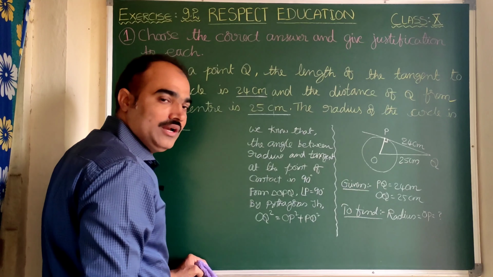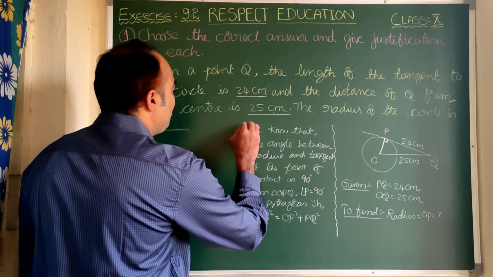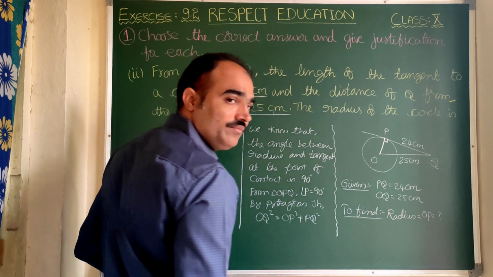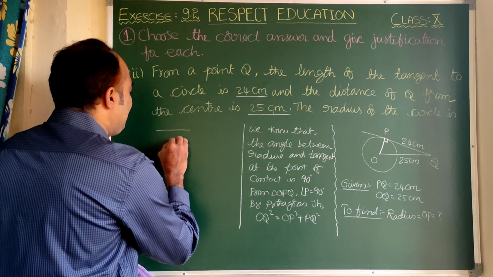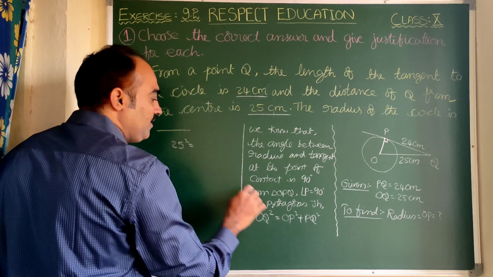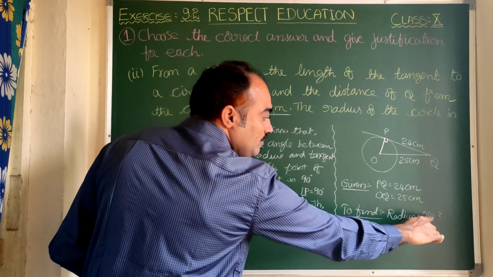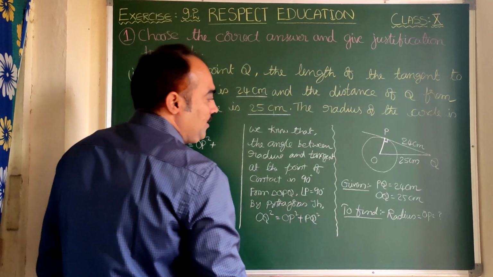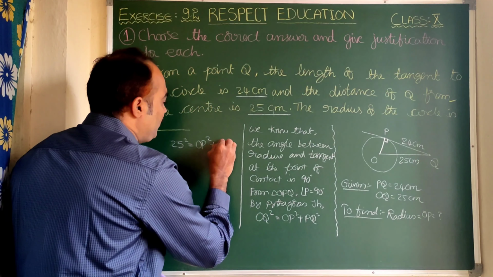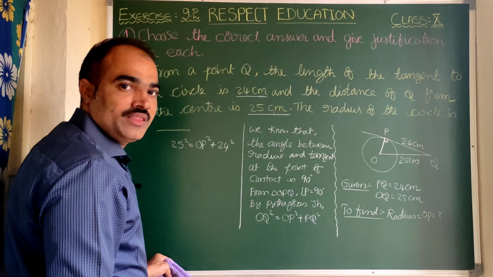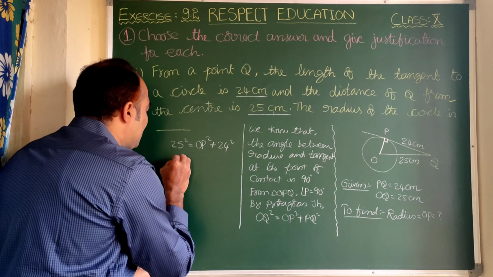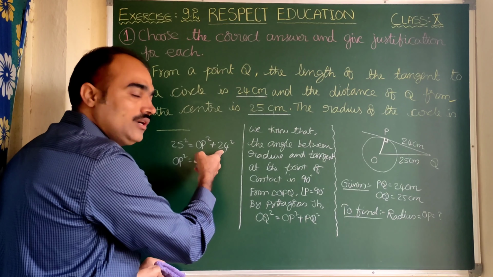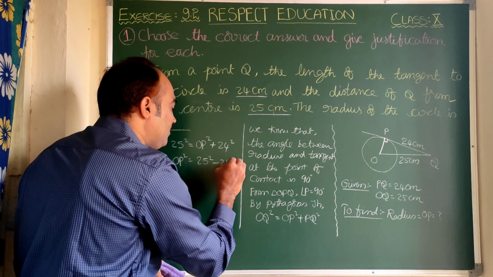Let us substitute the known values so that we can find the unknown value. So here OQ is already given as 25, so OQ square is 25 square, equal to OP square. OP is to be found, so we do not know. Let us write OP square as it is, plus PQ square. PQ is given as 24, so PQ square is 24 square. Let us send this value here, so it becomes OP square is equal to 25 square minus 24 square.